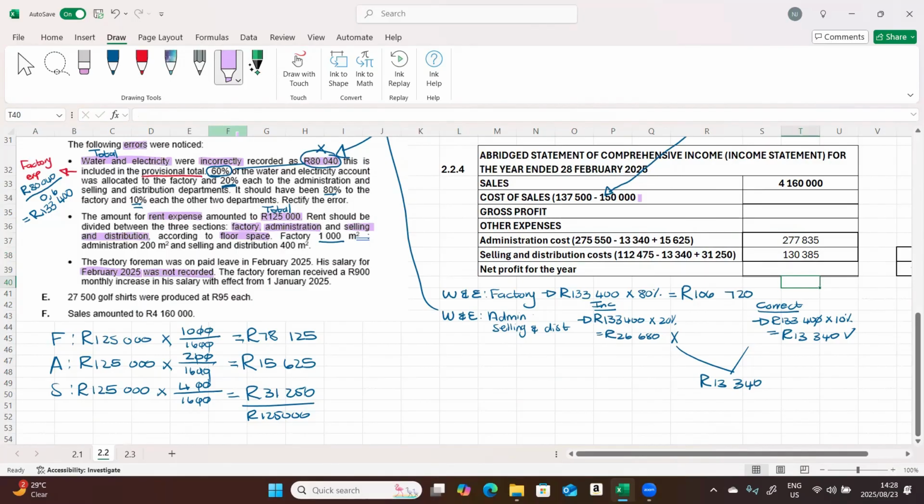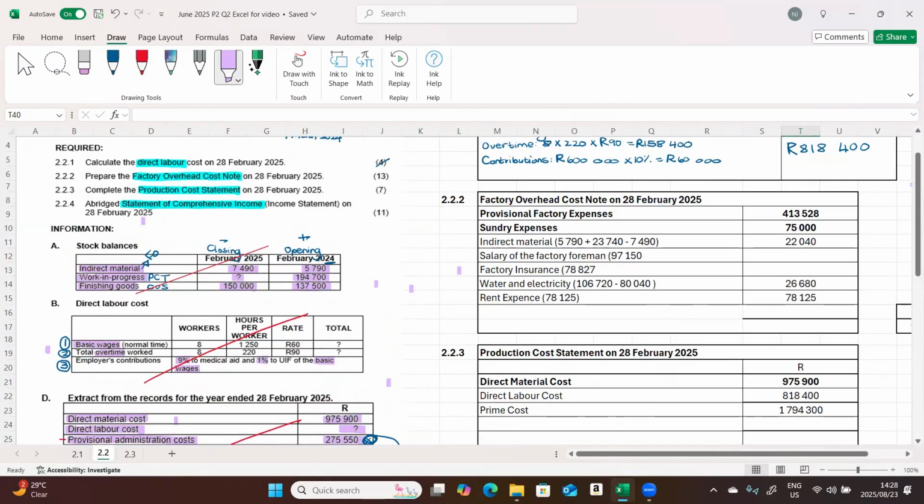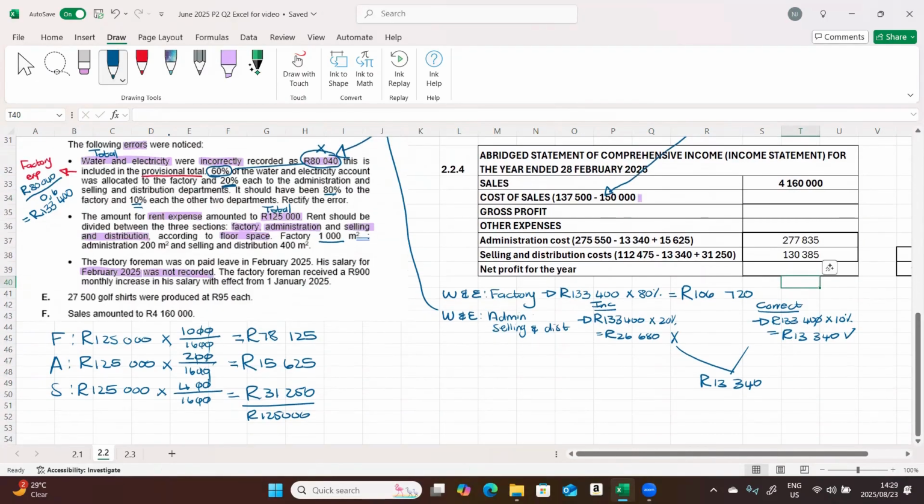Guys, let's just quickly stop and think. If we did not record the factory foreman's salary for February, we only have his salary for 11 months. Do you guys agree with me? Because February, the last month of the year, is not recorded. So the salary of the factory foreman of 97,150 is only for 11 months. Let's just have our calculation ready.